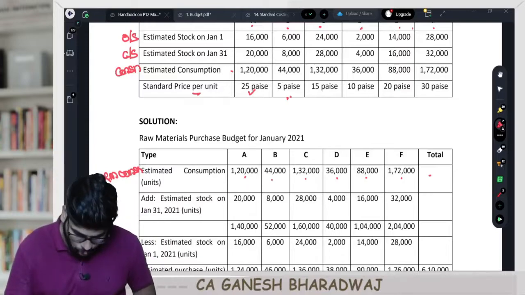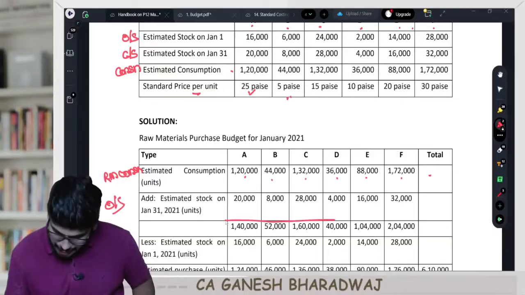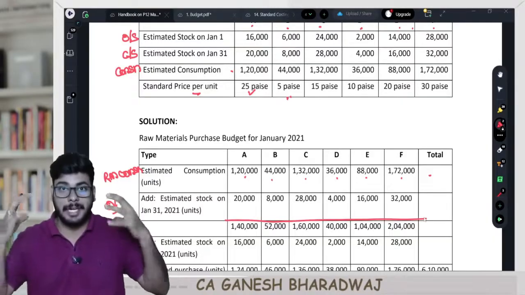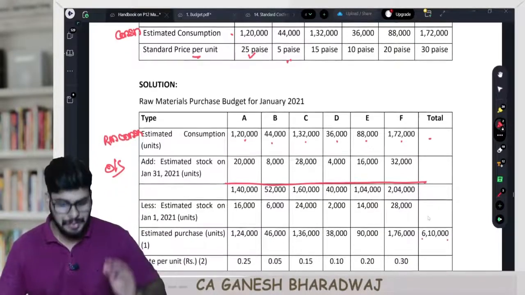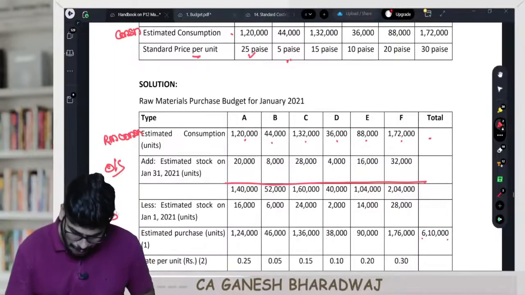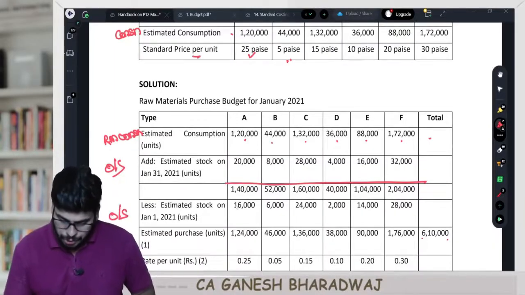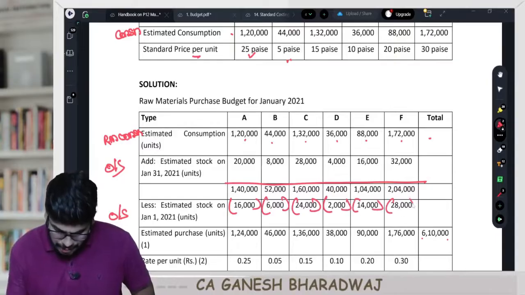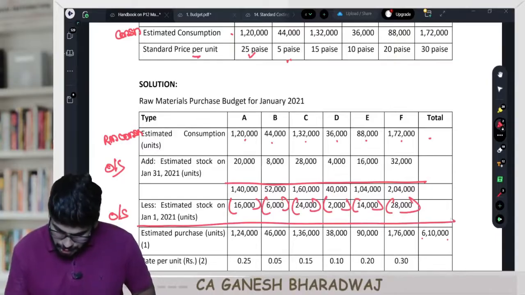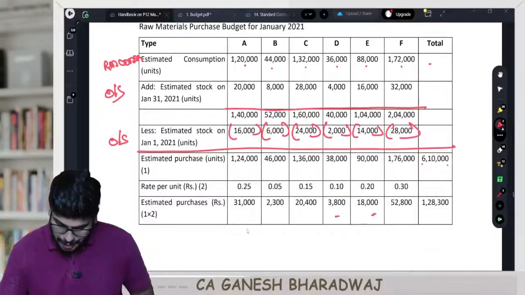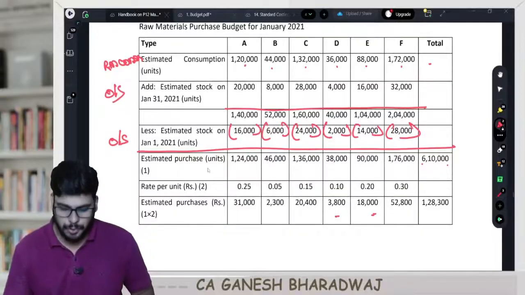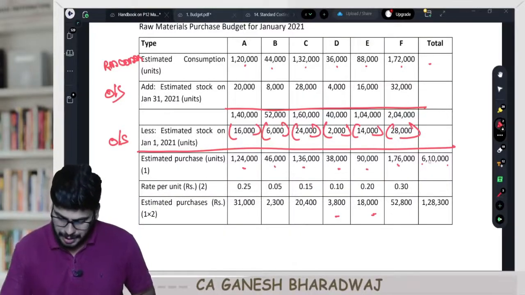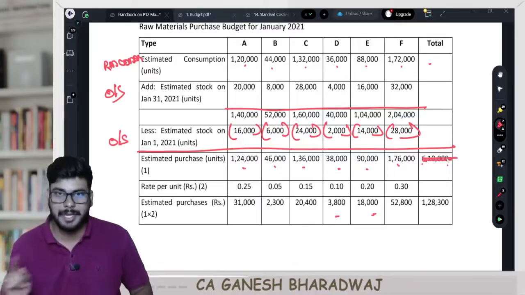Then they have added the opening stock. Now they have arrived at what? The total raw material requirement. So now should I purchase everything? Wait. I already have an opening stock, right? So you subtract that here. Once you subtract that, you will get what? The raw material that is required to be purchased here. So the number of units of raw material that is required to be purchased. Ideally speaking, this should not be added here.